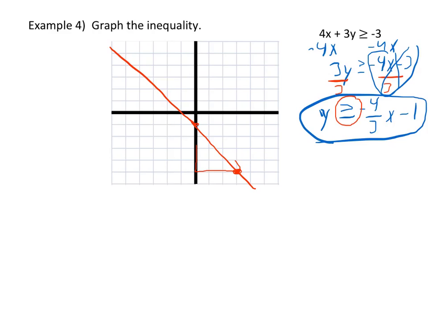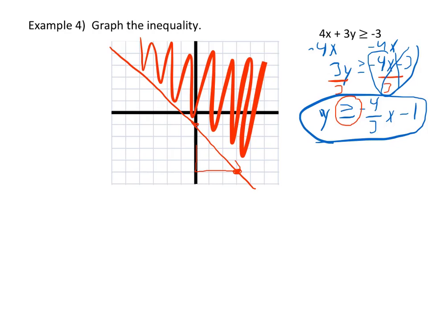All right, so now we have to decide where the shading is. It's greater than, which means we will shade more than or above. And that represents the solution to this inequality. And this ends video 2.